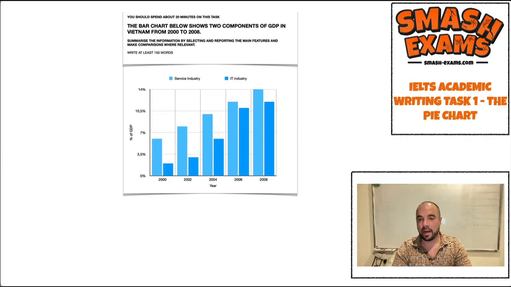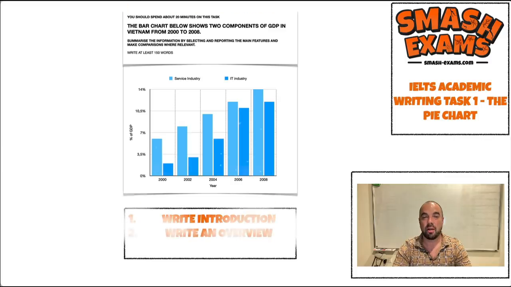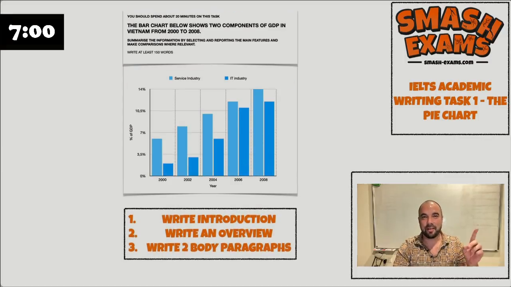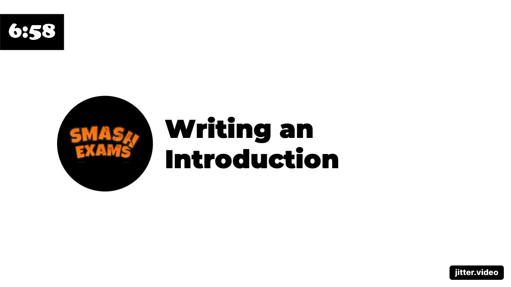Before we start the clock on bar charts, remember the fundamental structure of all academic writing task 1s. You need to start with an introduction, then write an overview, and then add 2 body paragraphs. Let's start with the introduction and start the clock.